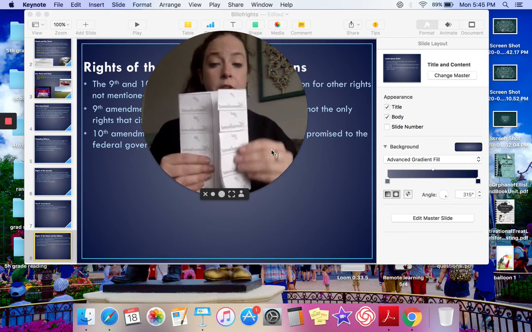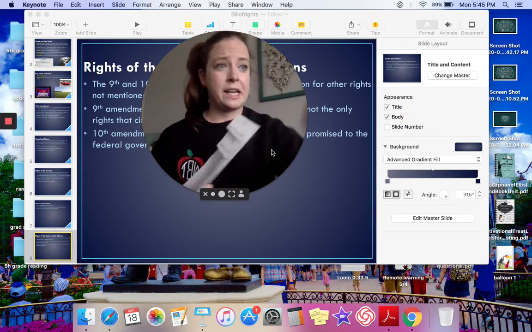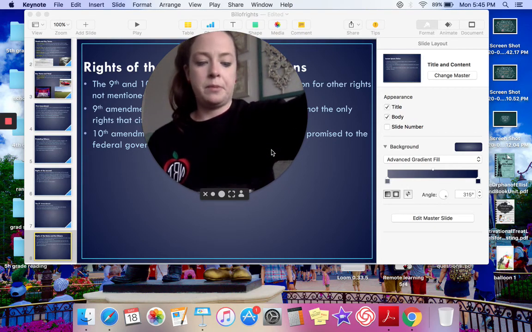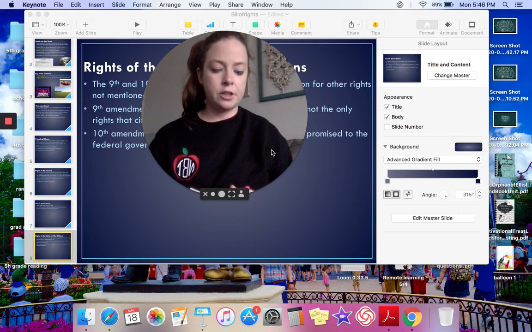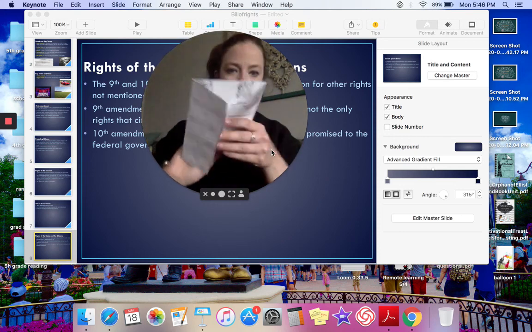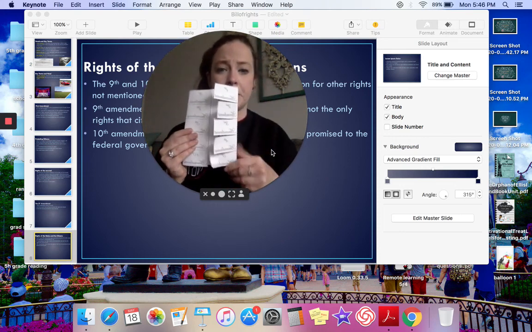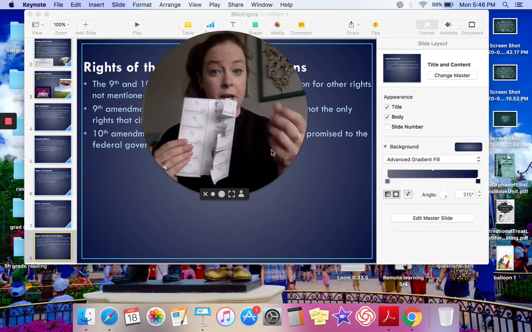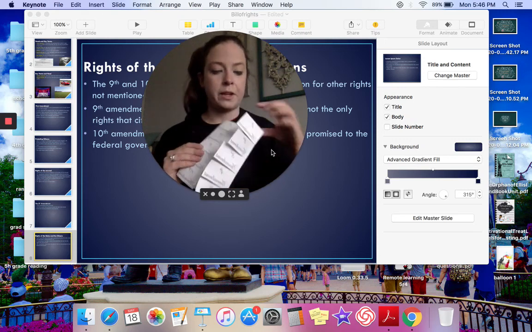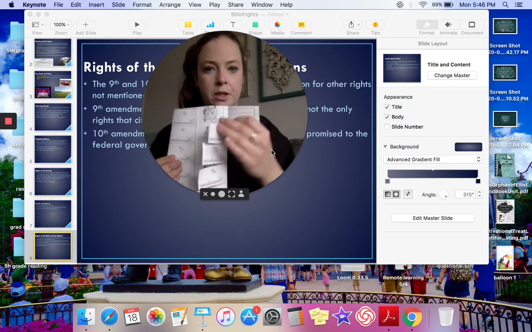And then you're going to go through, just like we've done in class many, many times, and cut in between each one that says amendment. So you get something that looks like that. Cut each one of those. Make sure that you open it up before you cut it. Otherwise, you're going to cut the whole thing. Then you're going to open up the tab.